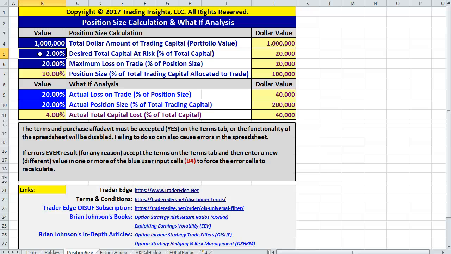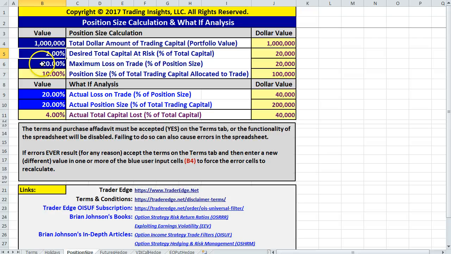And the reason for that is the more capital we lose, the harder it is to recover. So for example, if we were to lose 50% of our total capital, it would take a 100% return on our portfolio to return to break even. As a result, the key to risk management is to keep our trading losses small. So in this particular example, I have limited the total loss on our entire capital position to 2%.